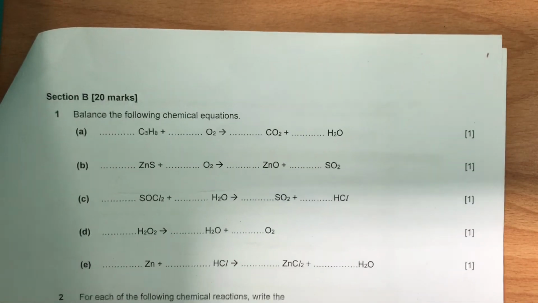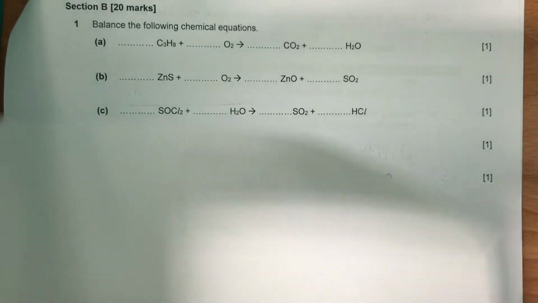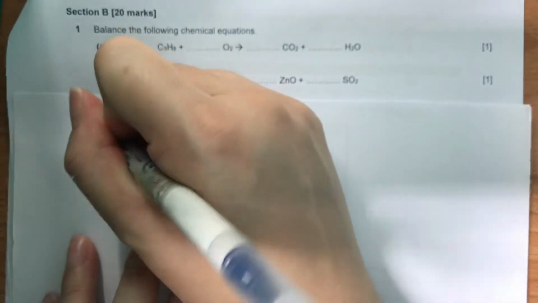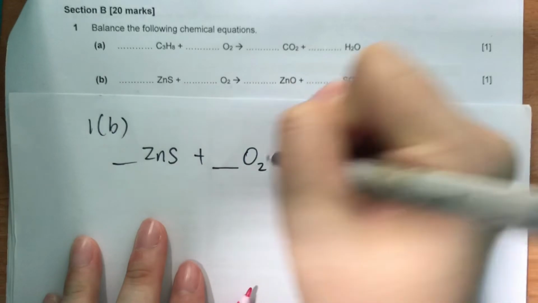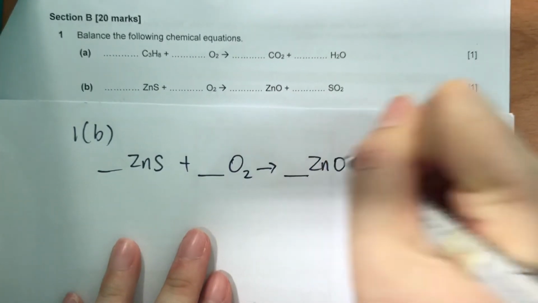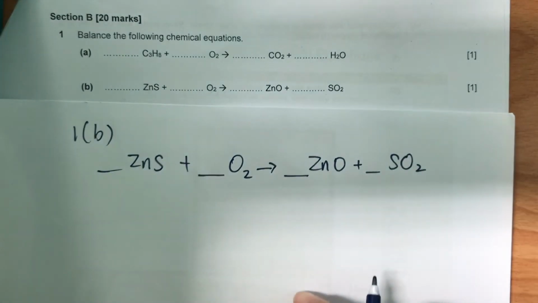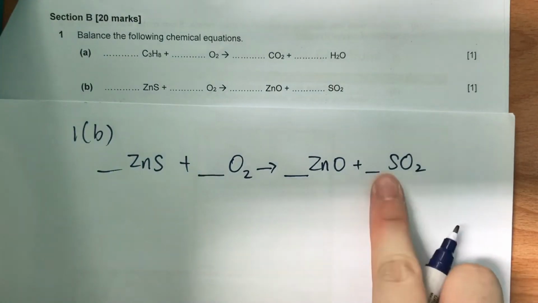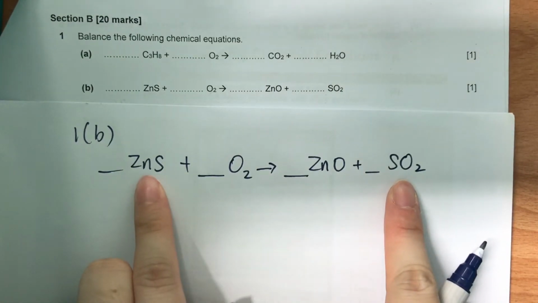Then we have Zn, the next one. I'll copy out the equations again. 1B: ZnS plus O2 gives ZnO plus sulfur dioxide.